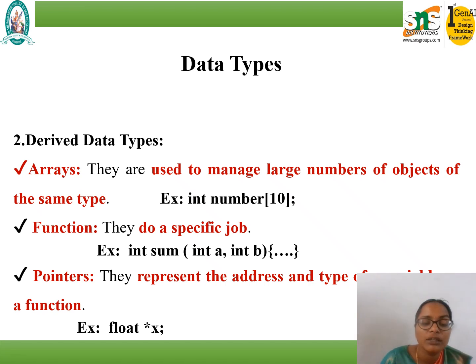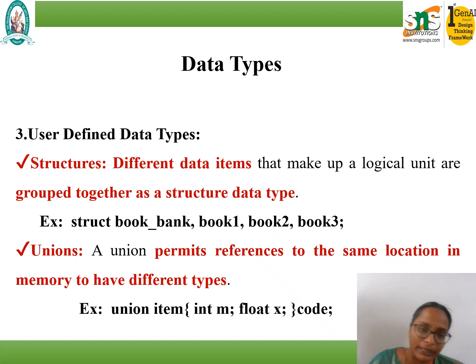If you want to manage a large quantity of information or values, we will use these kinds of derived data types. An array is a collection of similar data items. If you want to store multiple data values in a single variable, we use the array concept. If you want a specific task done, we use a function. And a pointer is used to represent the address of a particular value.